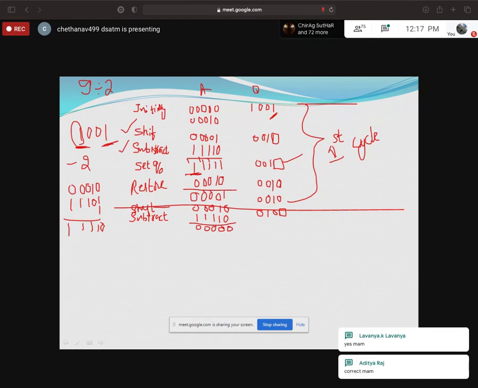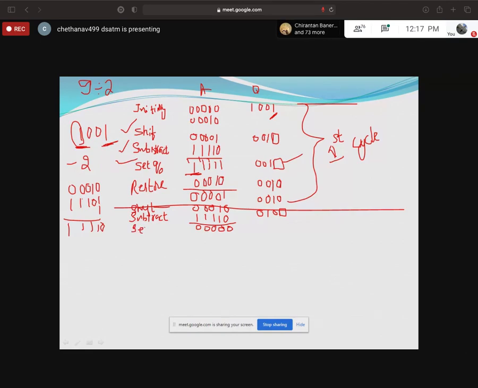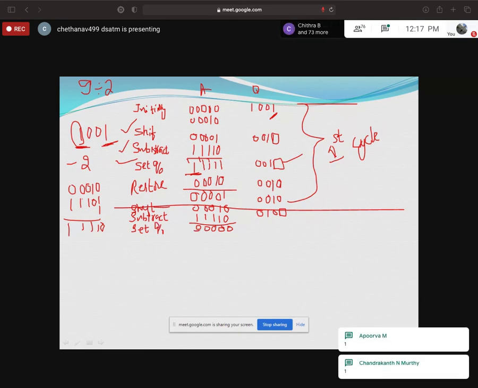Okay. So now what should you do? Next procedure is set Q naught. Can you tell me what your Q naught value is? Somebody tell me what the Q naught value is. See, this is 0. Yeah, Q naught will be 1.